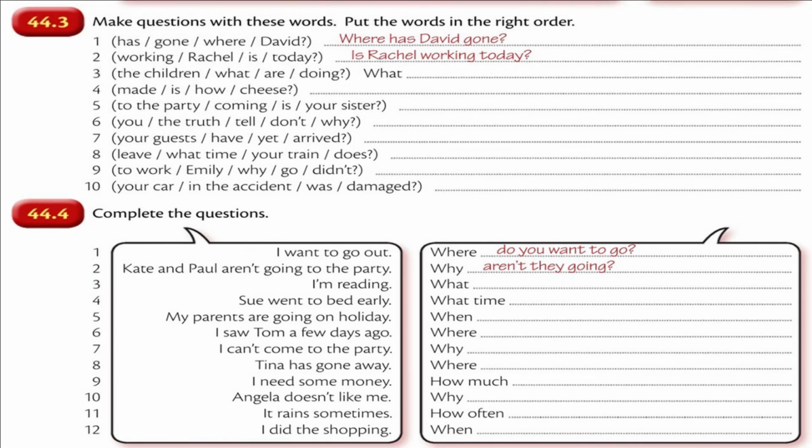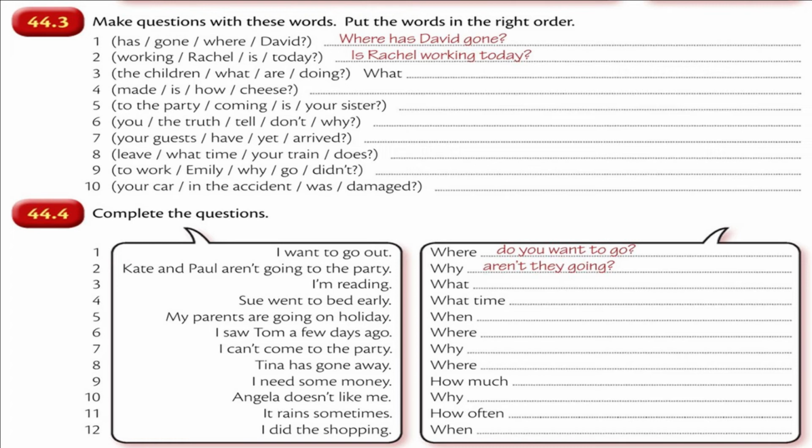44.3. Make questions with these words. Put the words in the right order. Number 1. Where has David gone? Number 2. Is Rachel working today? Number 3. What are the children doing? Number 4. How is cheese made? Number 5. Is your sister coming to the party?